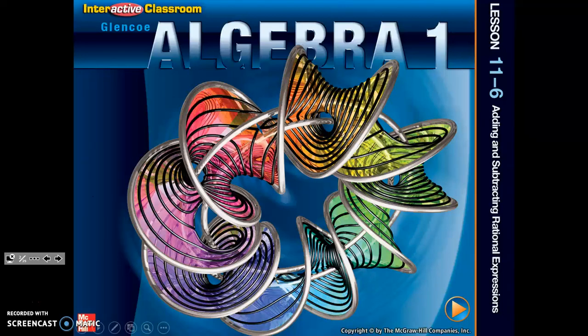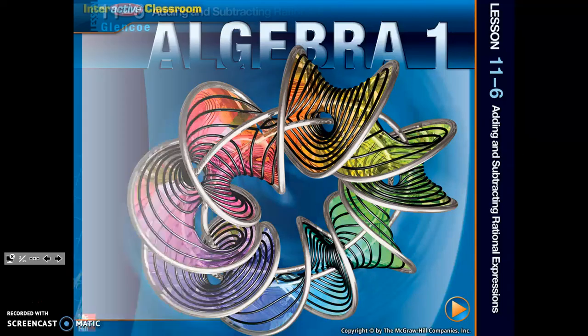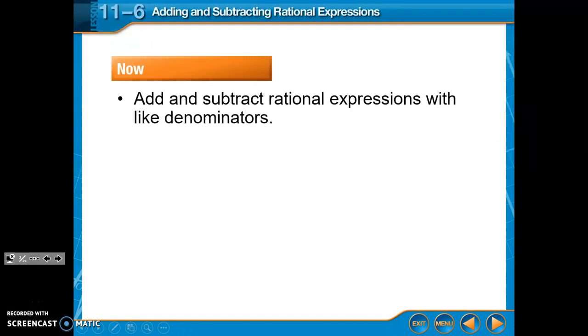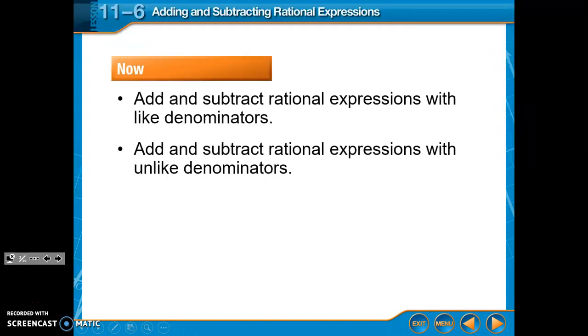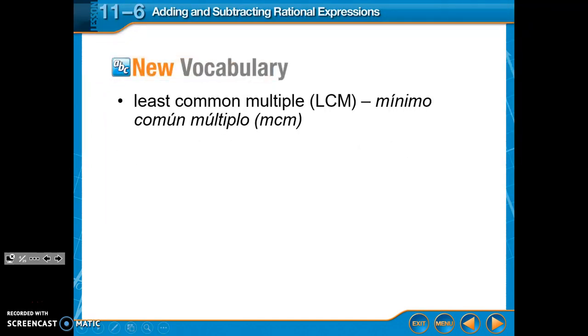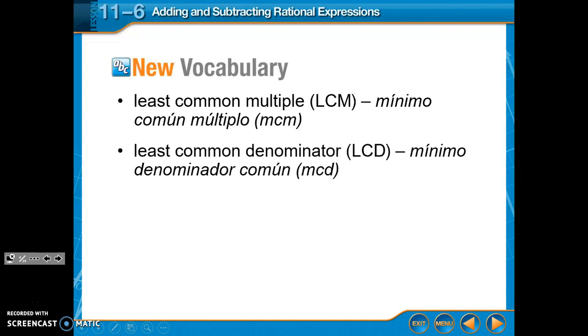Lesson 11:6, Adding and Subtracting Rational Expressions. In this video, we will learn to add and subtract rational expressions with like denominators and add and subtract rational expressions with unlike denominators. Vocabulary is least common multiple and least common denominator.